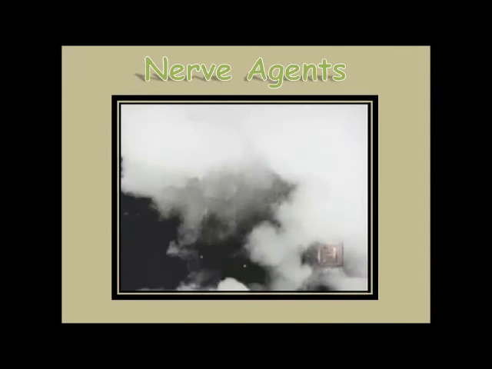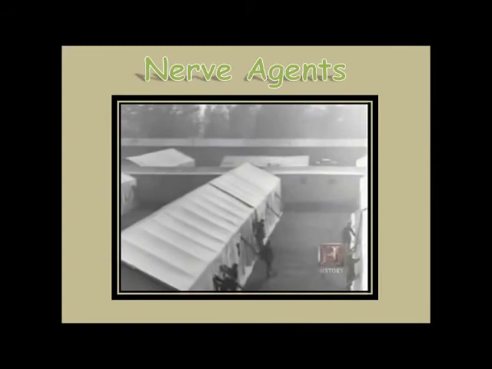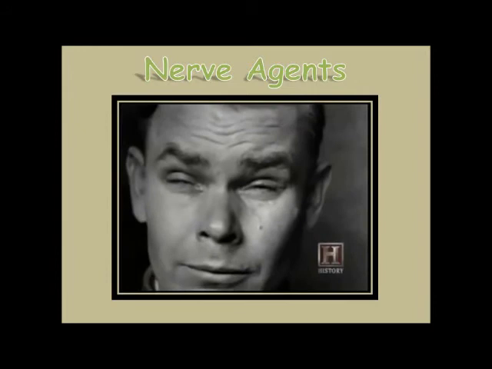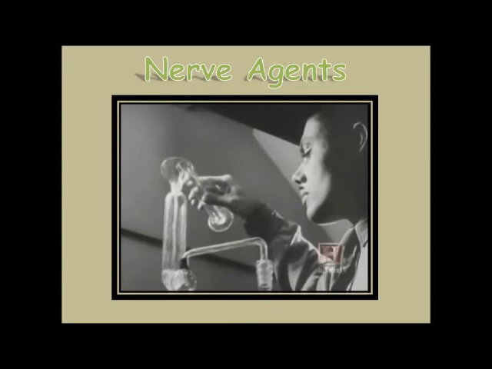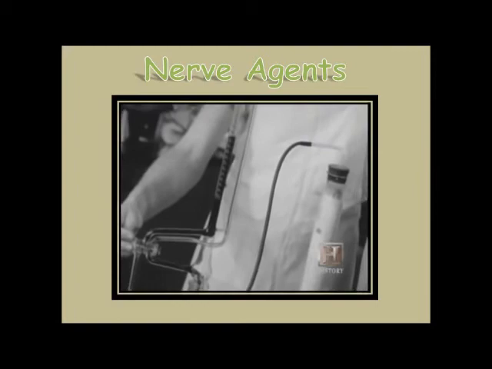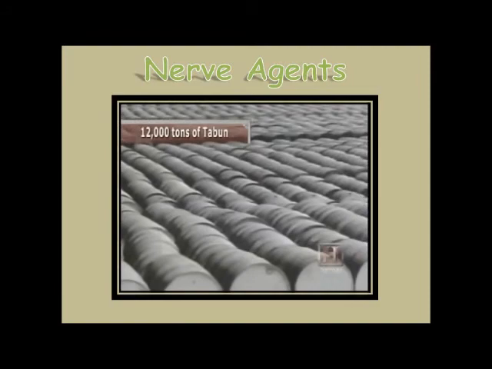Although chemical agents were effective in causing casualties, they were not always lethal. But that would change in the 1930s, when German scientists created the first nerve agent named Tabun. Between 1942 and 1945, they produced 12,000 tons of Tabun, as well as several thousand variations, including sarin.